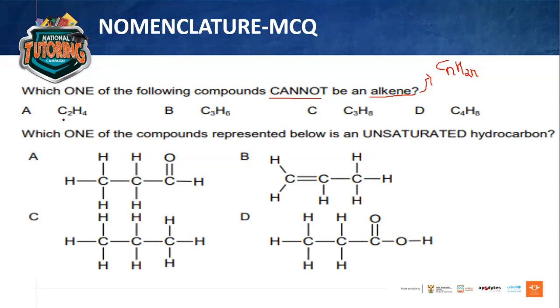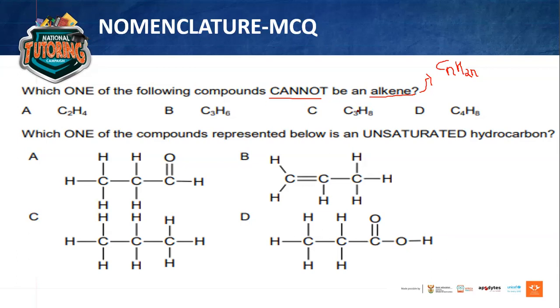So let us try A. If the number of carbons is 2, if I put 2 there and I put 2 there, it means I'll have C2, and then I'll have 2 times 2 on the H, it's 4. So this is definitely an alkene. Let us go to B. The number of carbons is 3. So where I see n, I substitute 3. So it will be C3, H, 2 times 3, H6. So this is definitely an alkene.